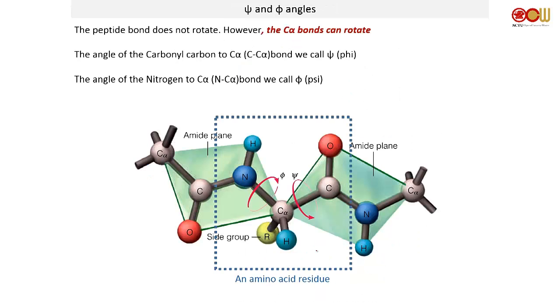So we define this phi and psi. The angle between the carbonyl carbon and the C alpha we call phi. The angle between the nitrogen and the C alpha we call psi. So with C alpha at the center, you can have two angles, because there are literally two planes. You can have, for example, two planes, and in the middle is where they join. That's C alpha.